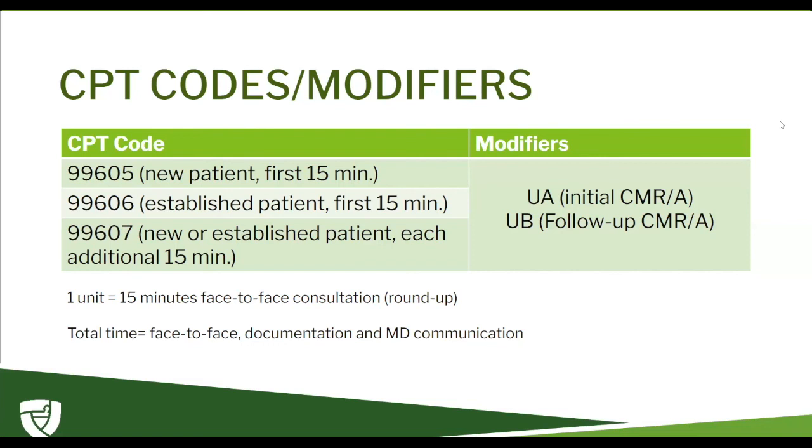So we use 99605 for the first 15 minutes when it is a brand new patient that has never received a CMR before. If you are seeing a patient that has already been seen for any type of CMR with you before, then you would use 99606 for the first 15 minutes. And then you use 99607 for each additional 15 minutes, regardless of if it's a new or established patient. And then you use the modifiers, either UA or UB, to indicate whether it is the initial CMR or the follow-up CMR. And when you go into Forward Health, or if you're using a different platform, there are spots to put all of these things.